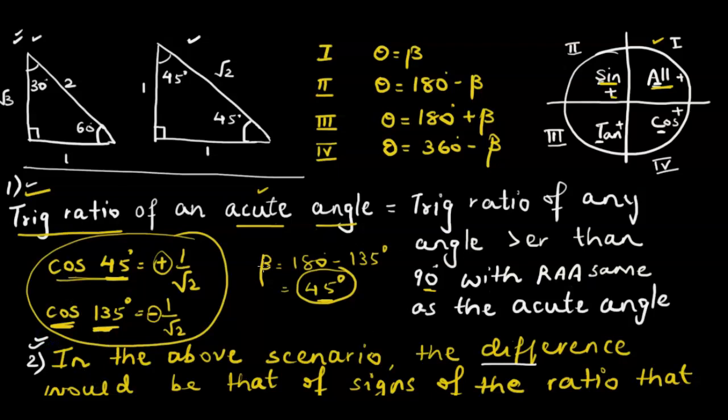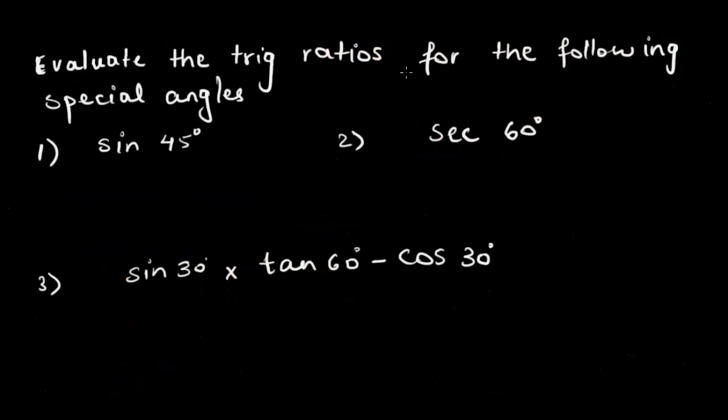Let's use all of these concepts together to do some problems in order to understand it better. Let's say we have to evaluate the trigonometric ratios for the following special angles. We notice that these angles are acute angles. That means they lie from 0 to 90 degrees. And also these angles are special angles. So in order to complete this question, we only have to use the special triangles.